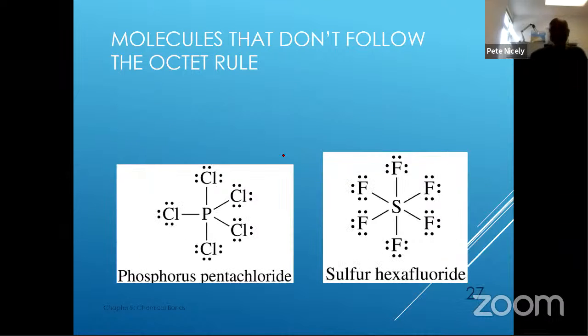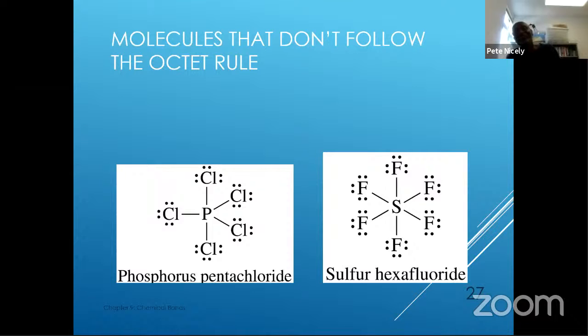You can have a situation where some atoms can have more than 8 electrons on their outer shell. These are 2 examples being shown here. In the first one, phosphorus pentachloride, the phosphorus will have 2, 4, 6, 8, 10 electrons on its outer shell. And the sulfur here will have 2, 4, 6, 8, 10, 12 electrons on its outer shell. We say that atoms of this type can expand their octet. That's a term used in chemistry, where instead of just having 8 electrons on their outer shell, they can have more than 8 electrons on their outer shells, right?